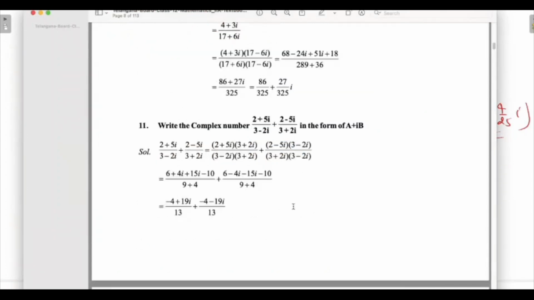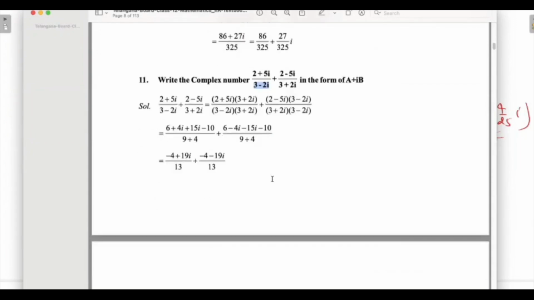multiplicative inverse. This one is also easy. You have to just rationalize it. Whenever you get a complex number as a denominator, just try to rationalize it. This is the very first thing you try to do. Then probably your things will be easier. In this case also, if you had done that, probably it would have become easier.